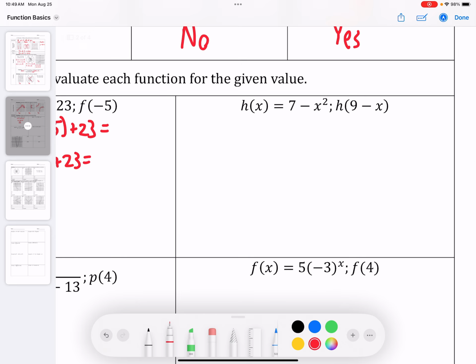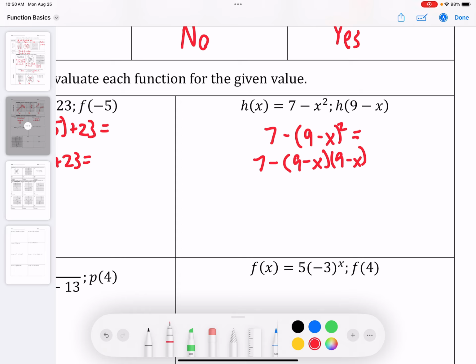Next one's a little bit more complicated. So we're plugging in an expression. So we're not plugging in just a single number. We're plugging in 9 minus x. So we're going to have 7 minus, and we always put what we substitute in parentheses. So we have 9 minus x squared. Okay, so what that means is we are doing 7 minus 9 minus x times 9 minus x.